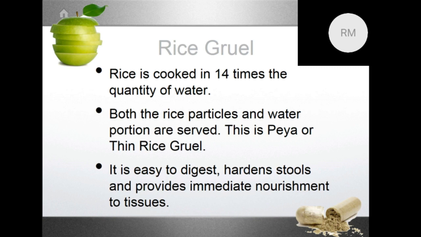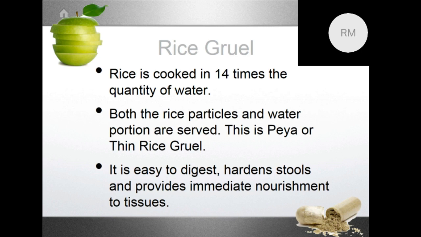Diet in Panchakarma: when you have done a cleansing of the body, you bring the person back to a normal diet. Suppose you have had a very severe disease and your digestion is very much affected. Then, to kindle your digestive fire, this is the sequence that is used.